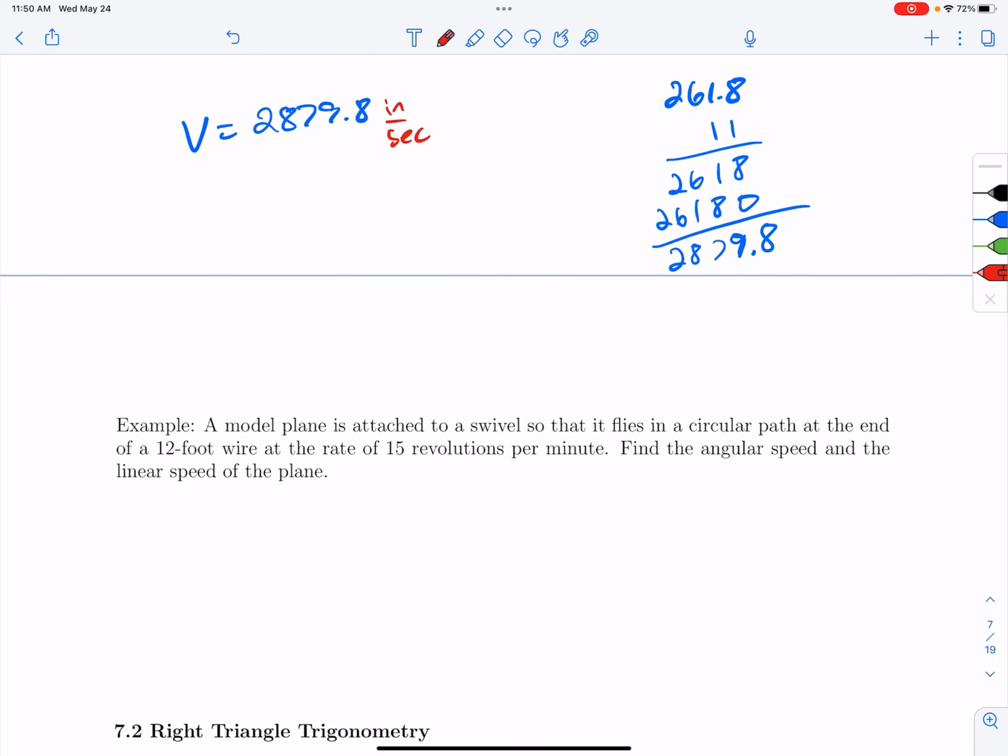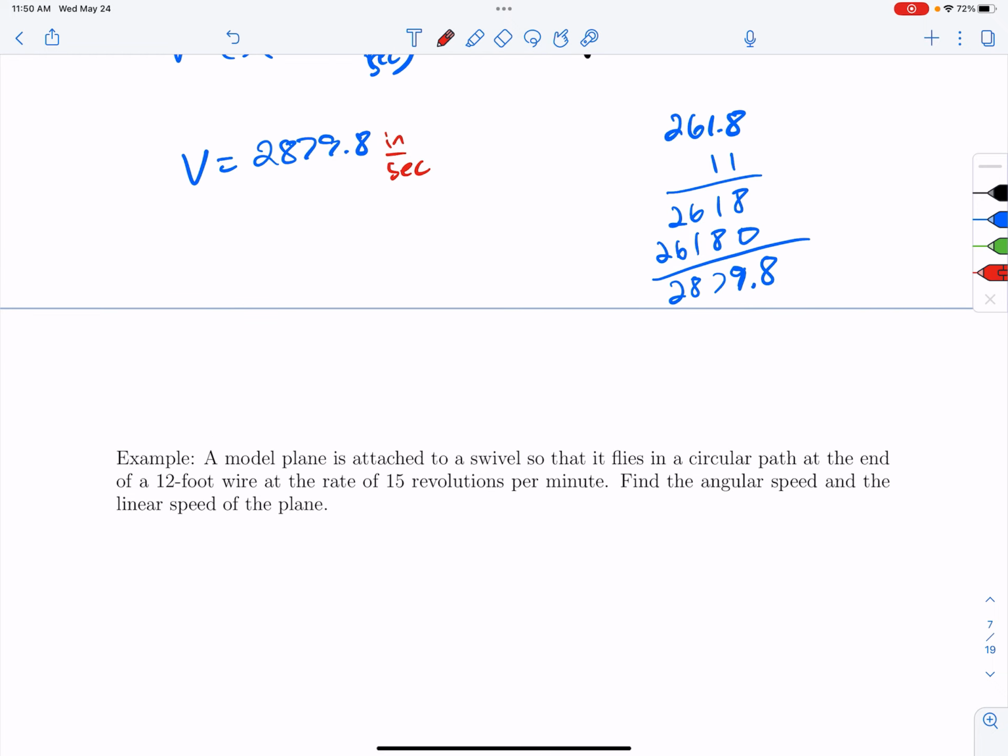All right, and then we have one more example here in this video. It says a model plane is attached to a swivel so that it flies in a circular path at the end of a 12-foot wire at the rate of 15 revolutions per minute. Find the angular speed and the linear speed. So we have an airplane here. I'm not a great artist, but imagine this is our airplane, and it's flying around in this circular path like this. The wire here is 12 feet, and 15 revolutions per minute is our current velocity.